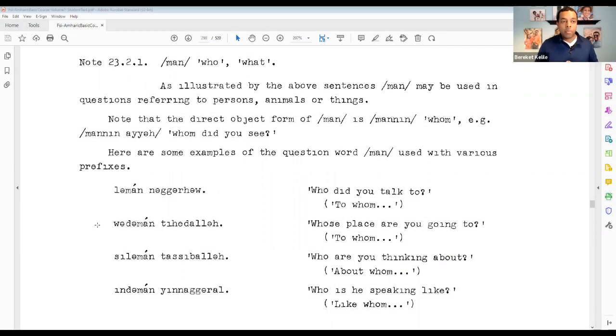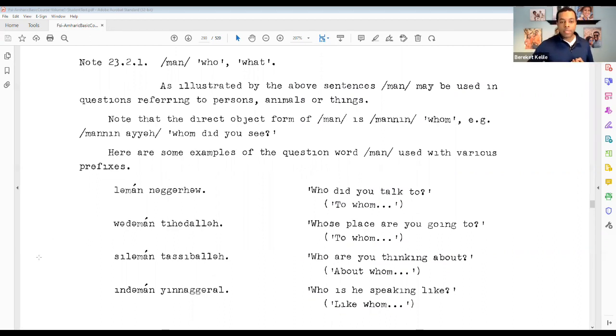In this first subpart of 23.2, we look at the word man, which means who or what. And as you saw from the sentences above, it can be used in questions referring to persons, animals, or things. The direct object form is going to be mannin. So remember that direct object suffix there at the end, as in the example, Manninnawim, whom did you see?